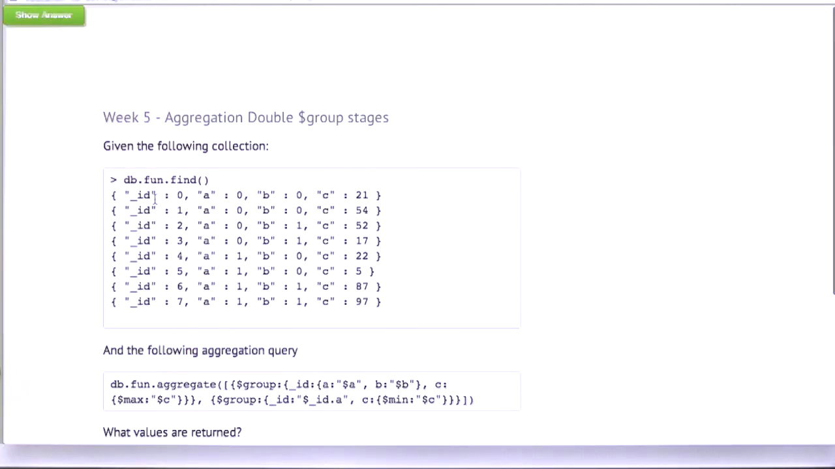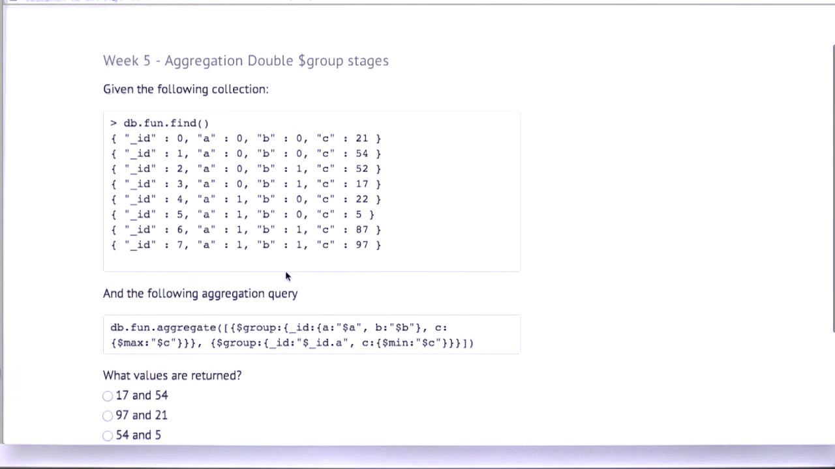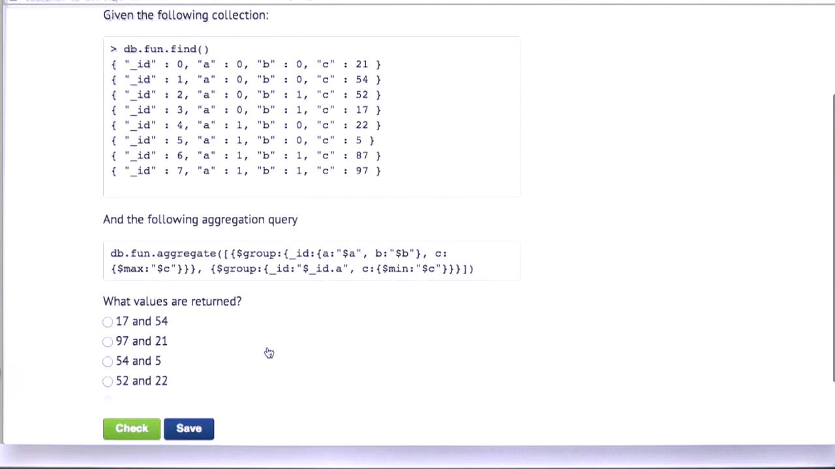Now let's do a quiz. Given the following collection, and I've just created this collection with the following documents, and the following aggregation query, which has a double grouping, what values are returned? And I'll go ahead and tell you that there are two values of interest in the final result document. What values are returned? Now you can do this by reasoning your way through it, or if you really want, you can set up MongoDB and put all these documents in, and it'll just tell you the answer. But it'd be better if you could sort of reason your way through it.